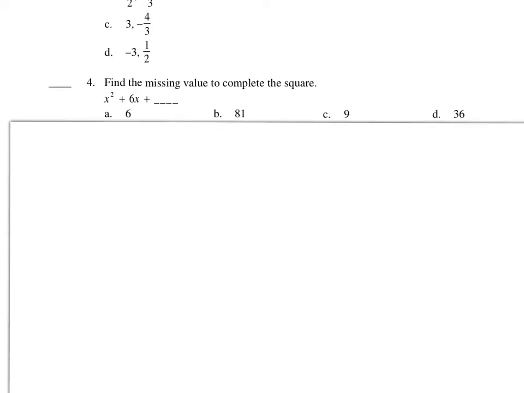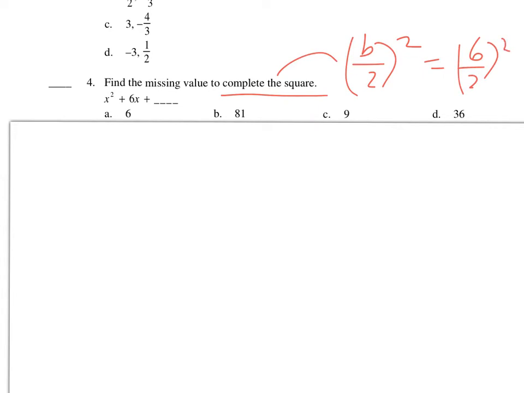All right, next up, we're going to find the missing value to complete the square. Completing the square is always where we add b over 2 squared to both sides. In this case, that'll be 6 over 2, and then we square that. So that's 3 squared, which is 9.